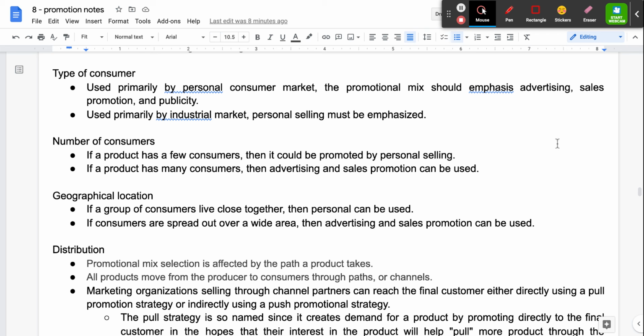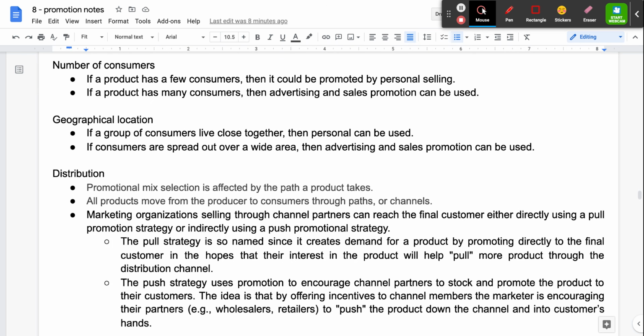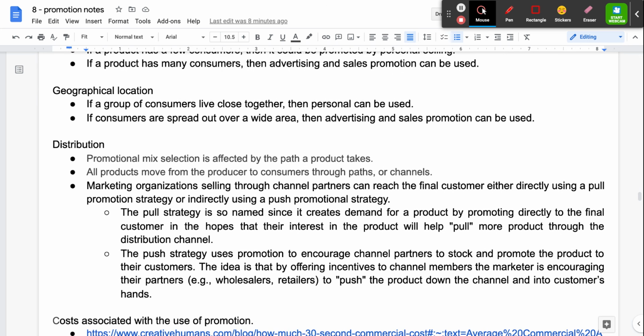The amount of consumers has an impact on it. If it's only a few, you might be able to get by with personal selling because you don't have as many people to reach. When we get more customers, we have to find more ways to reach. And personal selling doesn't really work for reaching the masses. Advertising is great from that aspect. We talked a little bit before about geographical location. How can we reach them?